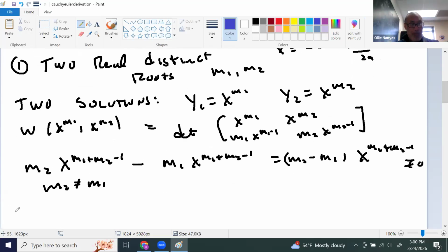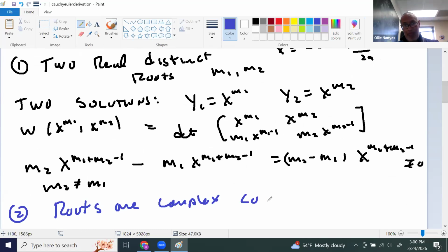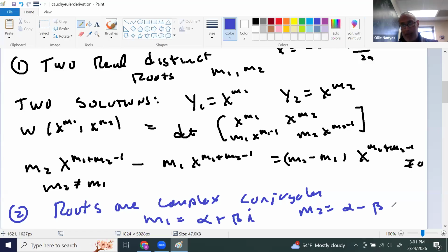Now case two, the roots are complex conjugates. That is, let's say m1 is of the form alpha plus beta i, where alpha and beta are real, and m2 is alpha minus beta i.